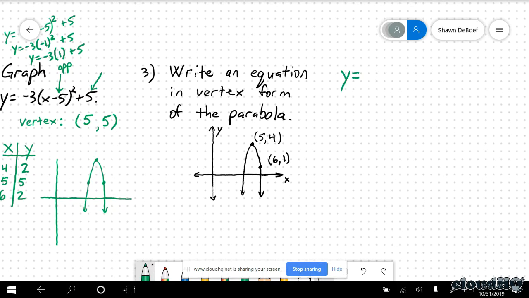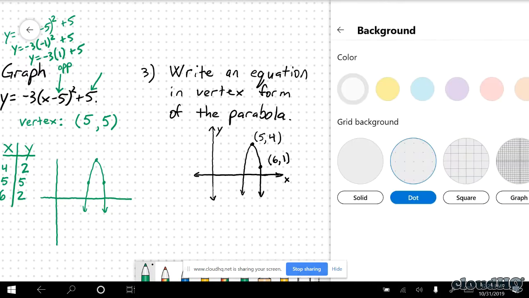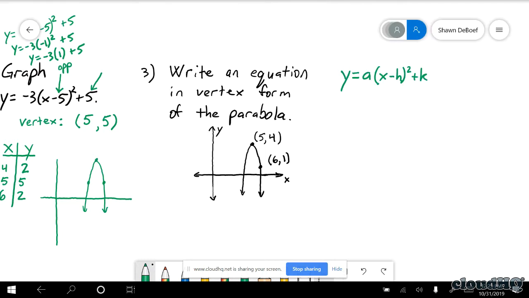So I would start with your general equation for vertex form. I'm going to get rid of my background, the dots, for just a little bit. I'll probably come back to them later. What is the h? What is the k? Well, that's the vertex. The vertex is h and k, so you can plug those two numbers in. So y equals a times (x minus 5) squared plus your k, which is 4. So your vertex gets plugged in.